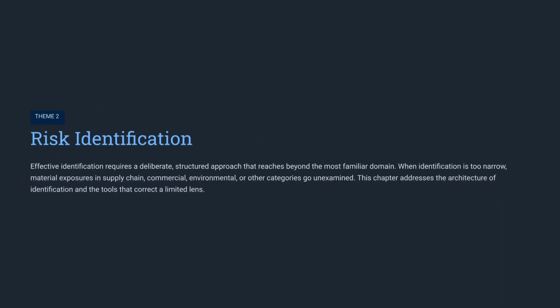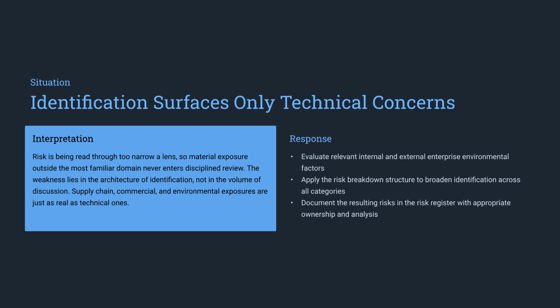Our second theme is risk identification. A narrow focus leads to unexamined exposures. We need a structured approach to identify risks across all categories, including supply chain and commercial factors. If identification only surfaces technical concerns, the project faces a major gap. The response involves using a risk breakdown structure to broaden the lens and ensure all enterprise environmental factors are evaluated.